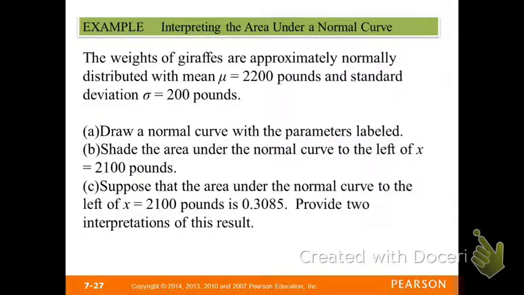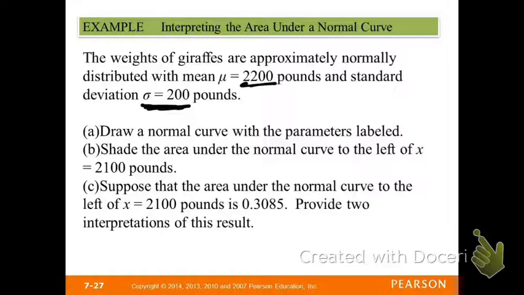And here's just an example using something other than IQ. The weights of giraffes are approximately normally distributed with a mean of 2,200 pounds. That's a lot of animal. 2,200 pounds and a standard deviation of 200 pounds. Okay, so draw a normal curve with the parameters labeled. We could do that, right? 2,200's in the middle. The inflection point has to take place at 200 above that, so we'd have inflection points at 2,400 and 2,000. Right?